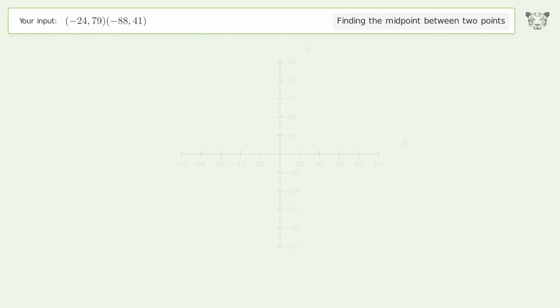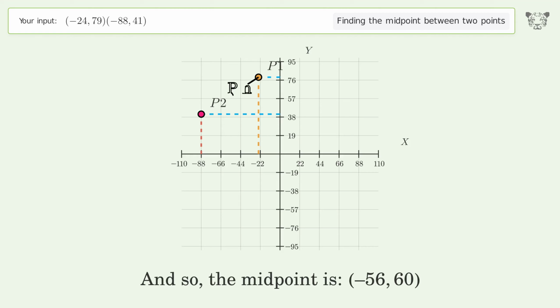And so, the midpoint is negative 56, 60.